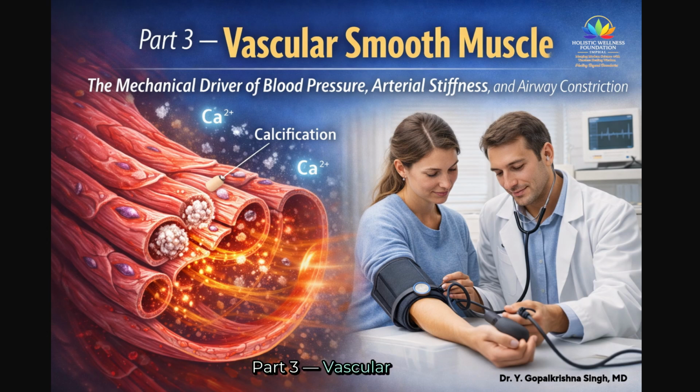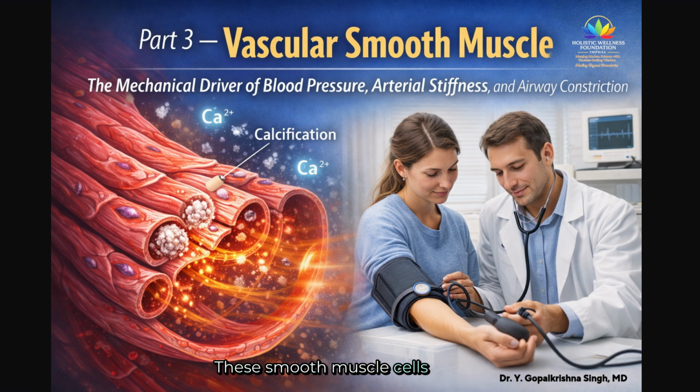Part 3. Vascular smooth muscle. The mechanical driver of blood pressure, arterial stiffness, and airway constriction. In Part 1, we discussed the glycocalyx, the protective sensing layer. In Part 2, we discussed endothelial cells, the signaling control layer. Now in Part 3, we discuss vascular smooth muscle, the mechanical layer that actually determines vessel diameter and blood pressure.